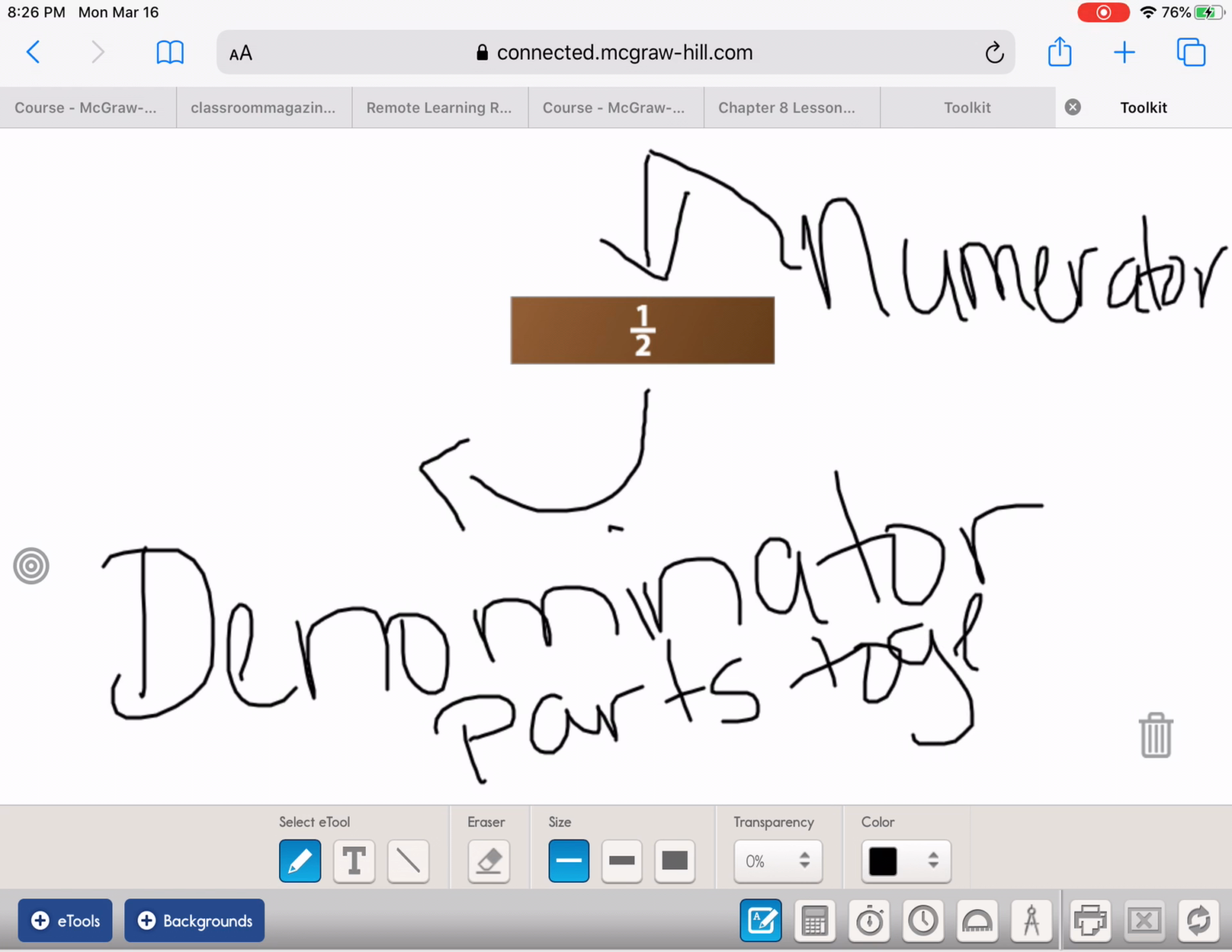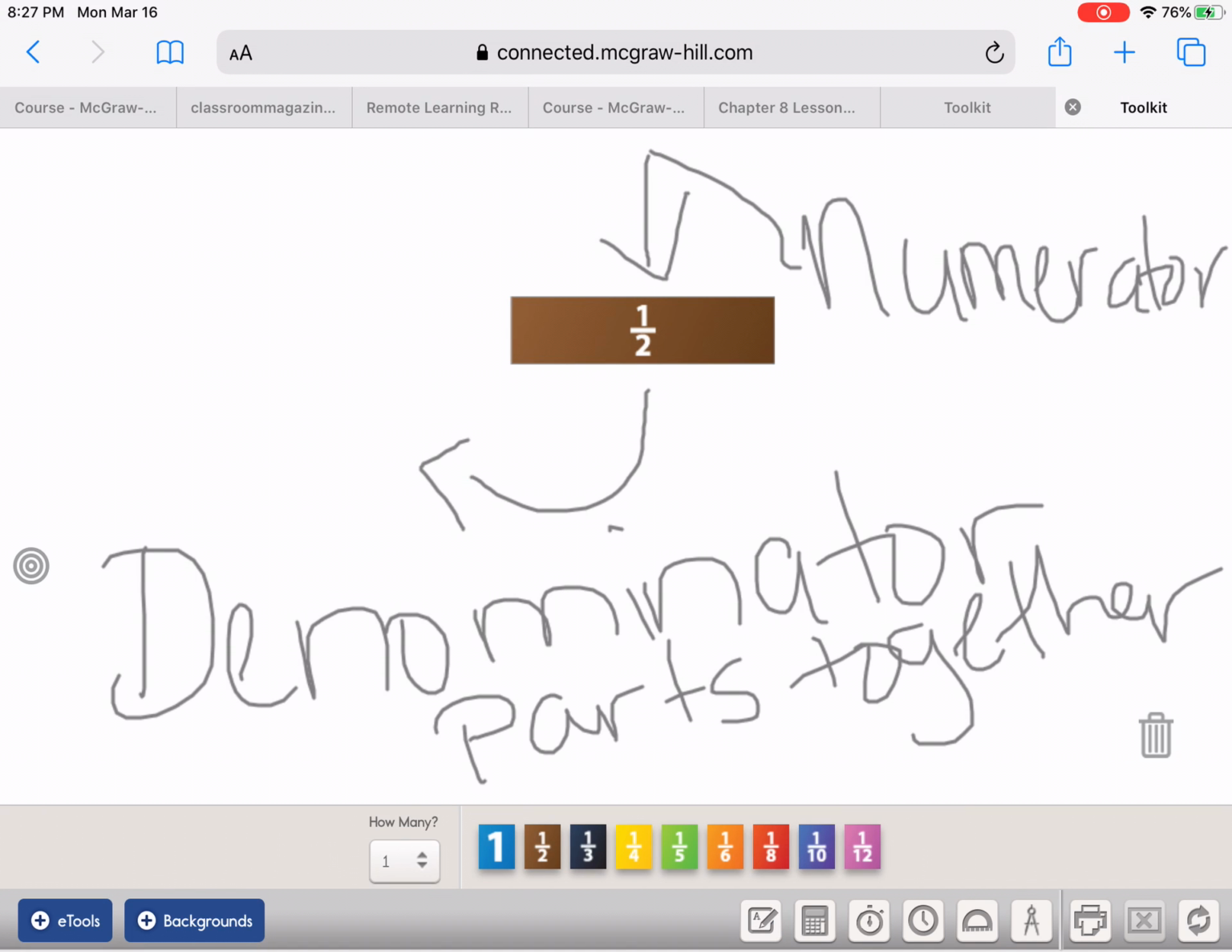Okay? The parts that you have all together. The numerator is how many you ate, how many you have left over, how many pieces of your denominator you have. Now, you have to understand a fraction is not a whole. This fraction's a half. Fractions are a part of a whole.